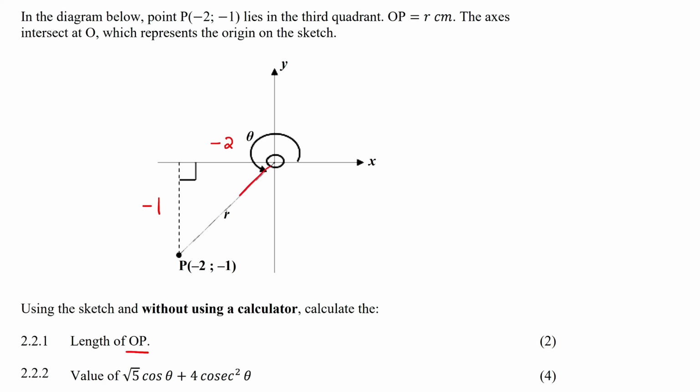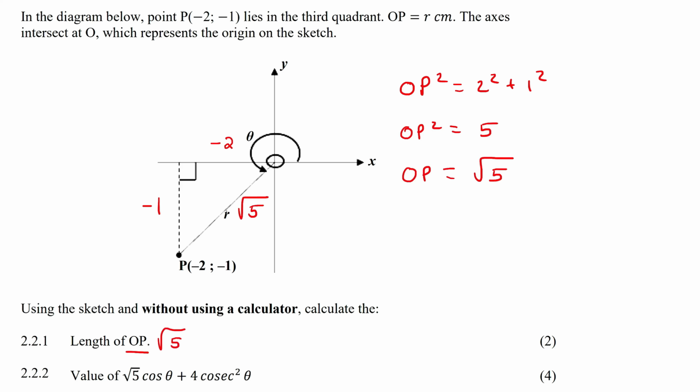So how would you find this length? Well, that's easy. You just use Pythagoras. You don't even have to put the negatives on the calculator. You can just say that OP squared is going to be equal to 2 squared plus 1 squared, because we're just looking at the length. So the negative doesn't come in when you're just looking at the length. That's going to give you 4 plus 1, which is 5. Then you take the square root, and that's just going to give you square root 5. Leave it as square root 5 like that. Don't go and change it to decimals with these kind of questions.